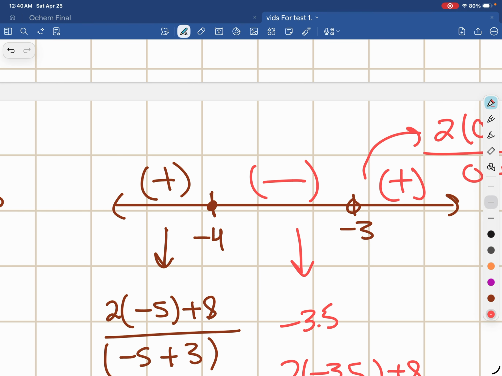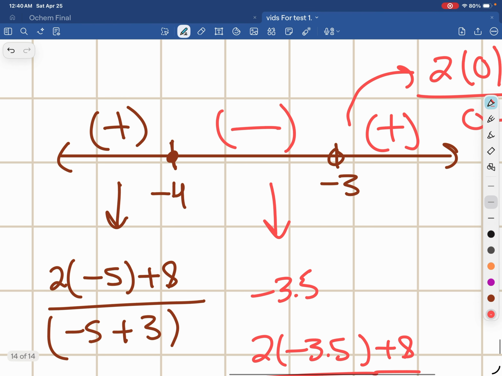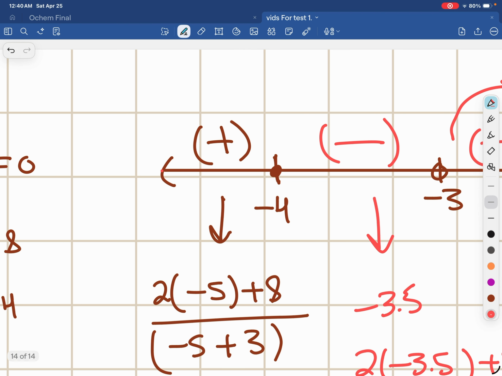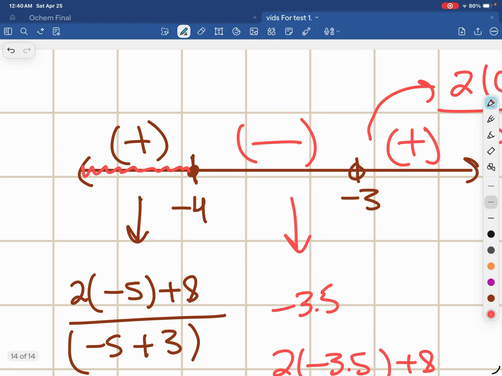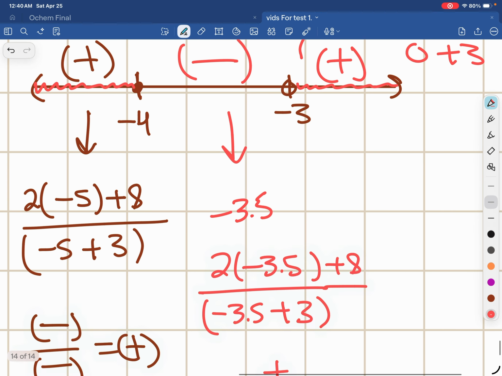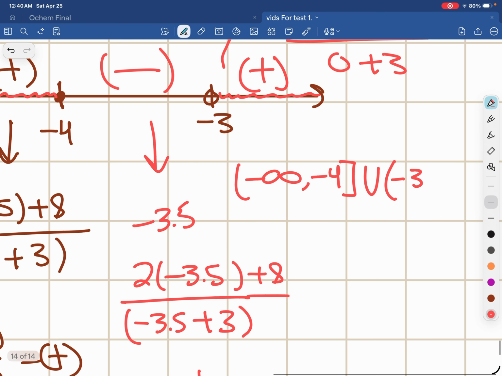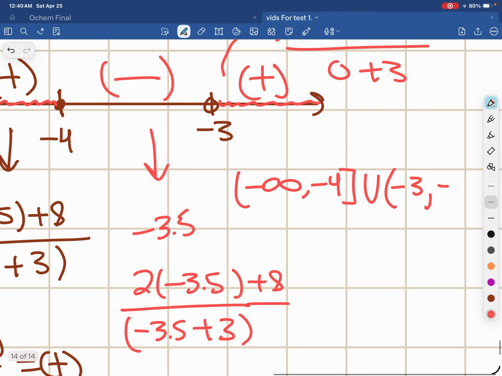We want all things bigger than 0, and we can include 0, except for this restriction, which is negative 3, so that's why we don't include it. But we're talking about everything from negative infinity to negative 4. This is a negative section, so we don't include it. And we start at negative 3, not including it, all the way to infinity. So our answer in interval notation will be negative infinity to negative 4, including negative 4, so we use a bracket. Union, negative 3, not included, so we use a parenthesis, and it would be to positive infinity.